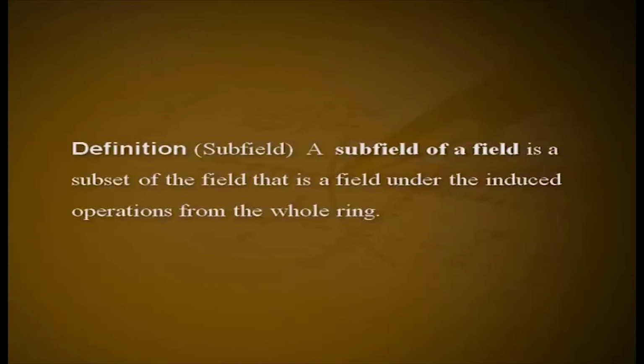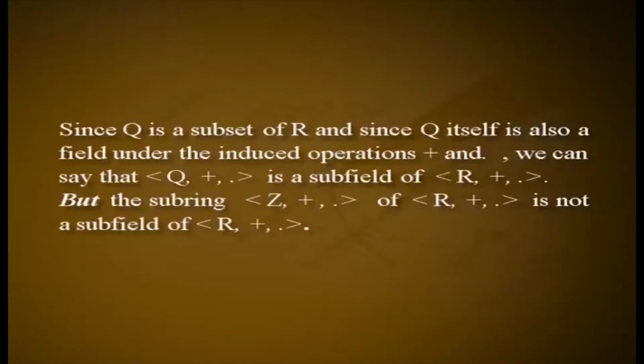Definition: subfield. A subfield of a field is a subset of the field that is a field under the induced operations from the whole ring. Example 17. Consider R, the set of real numbers. We know that (R, +, ·) is a field with the usual addition and multiplication as the two binary operations. Since Q is a subset of R and Q itself is also a field under the induced operations plus and dot, we can say that (Q, +, ·) is a subfield of (R, +, ·), but the subring (Z, +, ·) of (R, +, ·) is not a subfield of (R, +, ·).